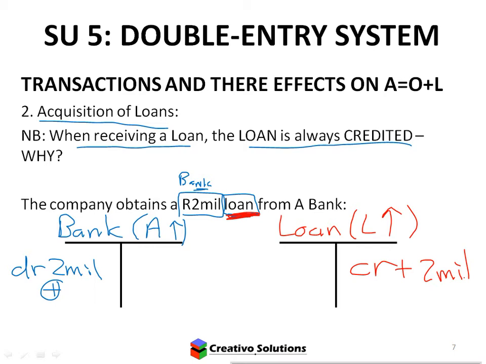Okay, so a transaction will always affect 2 accounts. One account will go up, one account will go down. Not always the case though. You can have 2 accounts going up. We'll see some scenarios. You can have 2 accounts going down. It can also happen. Okay, but one account will be debited and one account will be credited always.